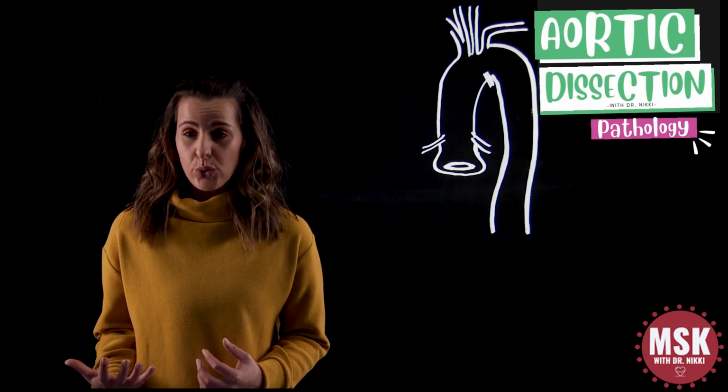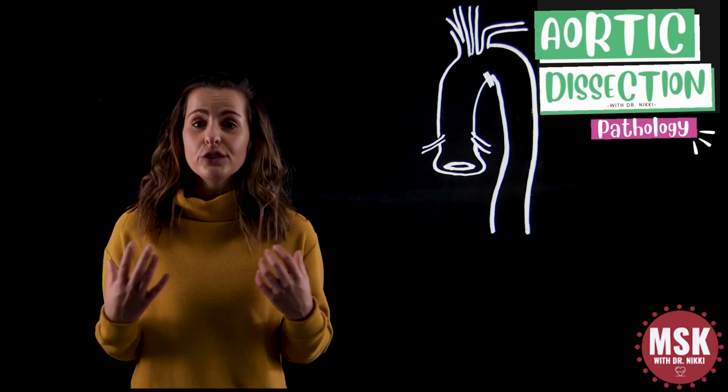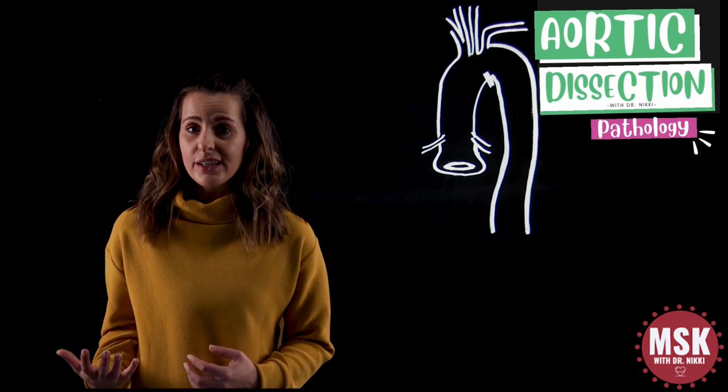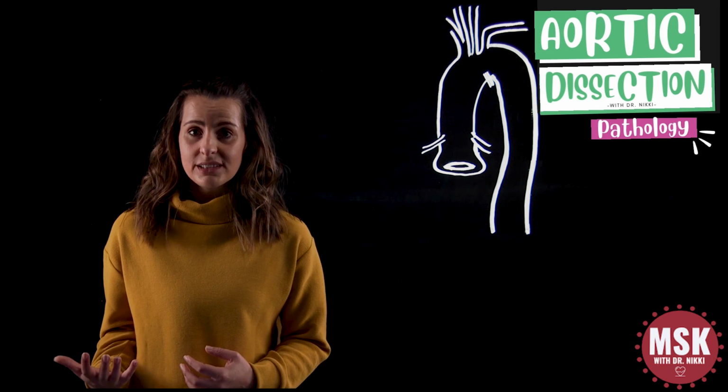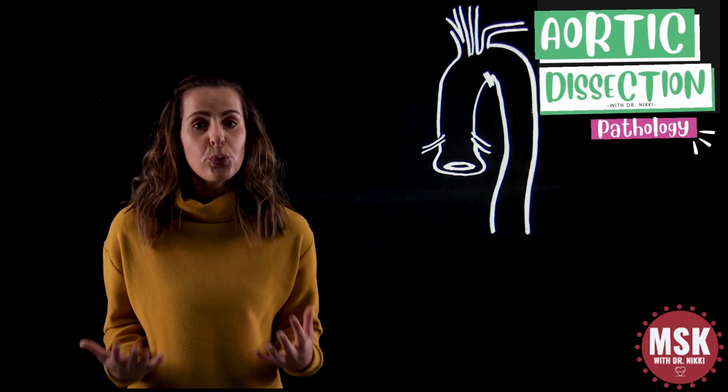An aortic dissection is the most common catastrophe of the aorta. In fact, it is 2 to 3 times more common than an AAA, or abdominal aortic aneurysm. If it is left untreated, patients have an associated mortality rate of 1 to 2% per hour after the onset of symptoms. So before we get into the pathology, let us revise the anatomy of the aorta.